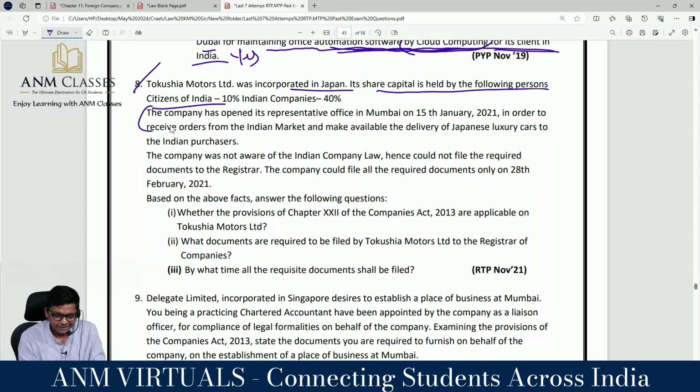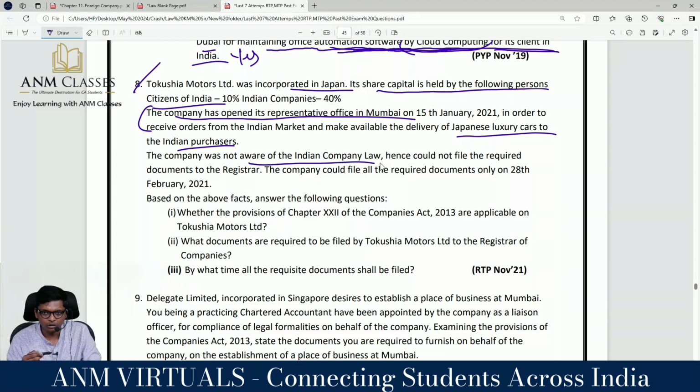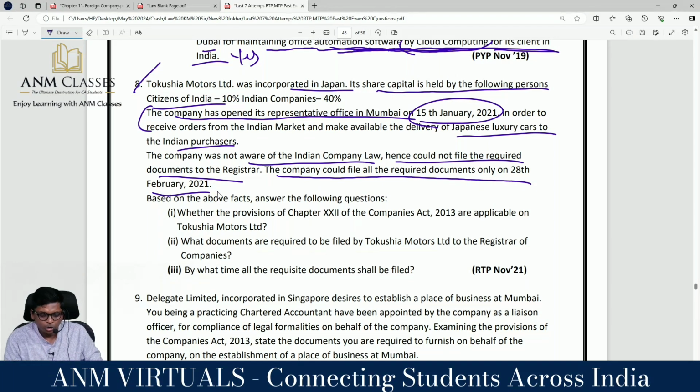The company has opened its representative office in Mumbai on 15th Jan in order to receive orders from the Indian market and make available the delivery of Japanese luxury cars to Indian purchasers. The company was not aware of Indian company law. Now only we are also learning. Hence it could not file the required documents to the registrar. They have to file within 30 days of establishing a place of business, that means from 15th Jan within 30 days. The company could file all the required documents only on 28th Feb. Can I excuse him? Penalty in section 392 that ROC will decide.